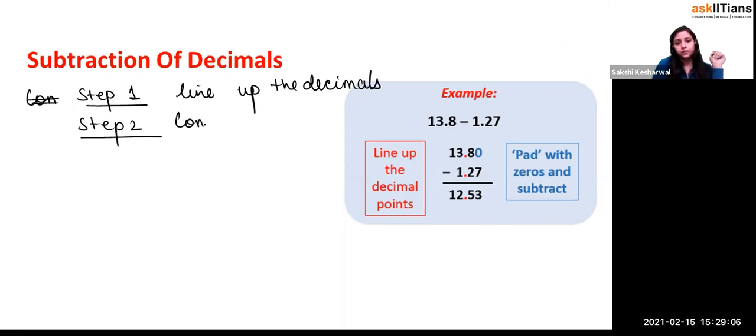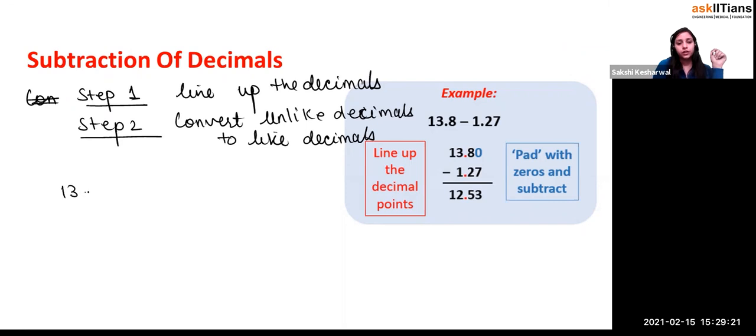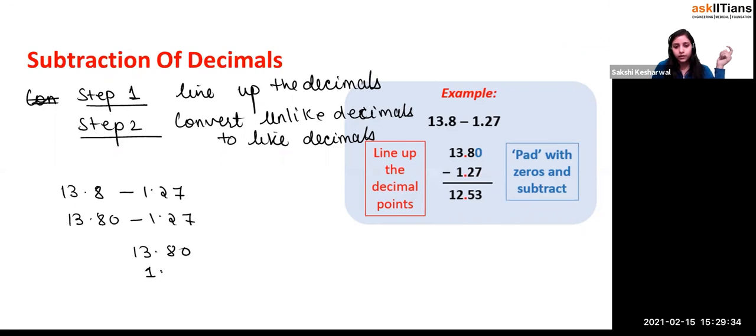Second step is to convert unlike decimals to like decimals, right? Simple. You see, I wrote over here 13.8 minus 1.27, right? So first you convert into what, beta? Like fractions. So it will be 13.80 minus 1.27. So you just write 13.80 and 1.27.